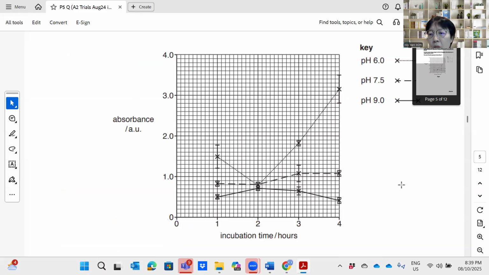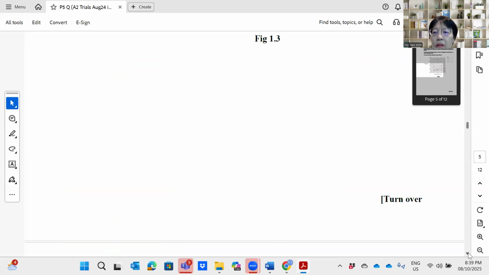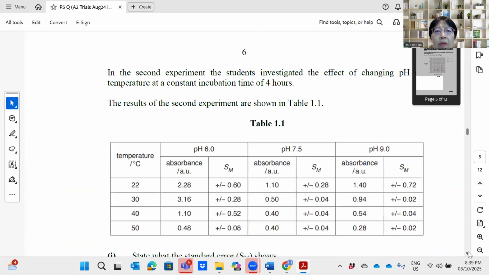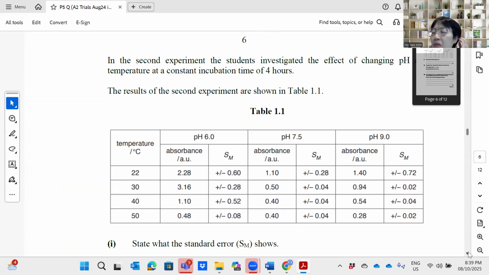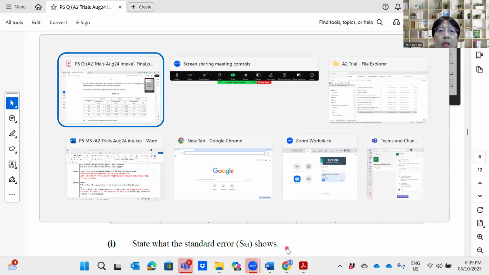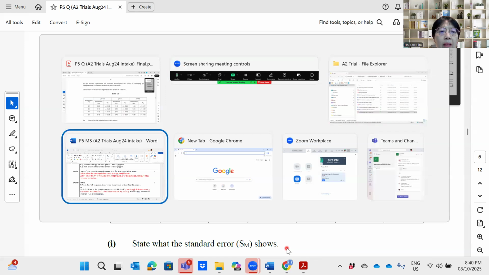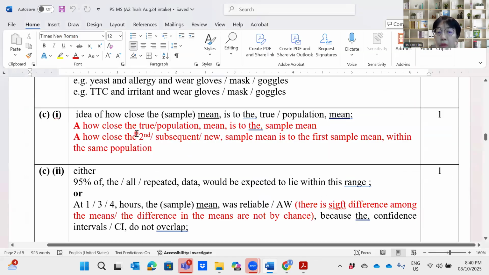So now we go on to the question, what the question asks the student. This particular Paper 5 has a lot of statistical questions, a lot of statistics. It's like everything you learn, they ask you. So part 1: state what the standard error shows. Very easy. The mark scheme answer is the standard answer, which is the first one here. Standard error shows us how close the sample mean is to the true population mean.